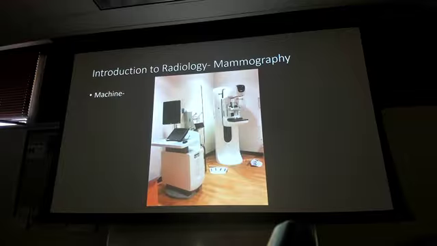Here's what the machine looks like. This is the console that the tech stands at. This is the patient. This moves up and down, so the nice part about it is if you have a patient in a wheelchair, they can still get their mammo done, they just bring it down, if they can't stand up, that's okay. And the machine rotates and moves at the angle it needs to. You'll see what that is.